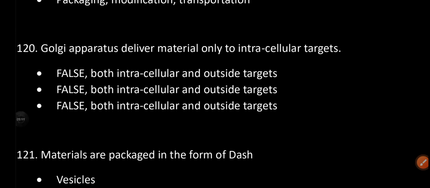Golgi apparatus delivers material only to intracellular targets. False. Both intracellular and outside targets.